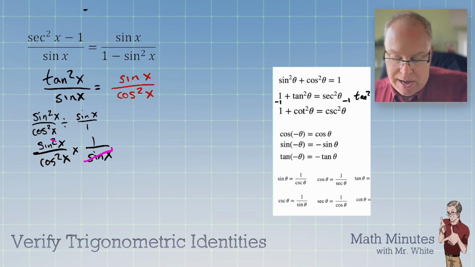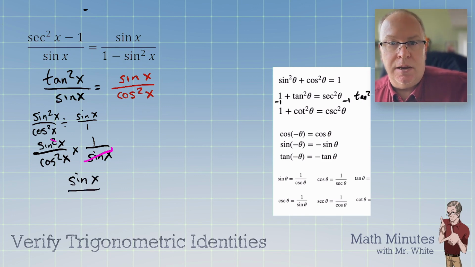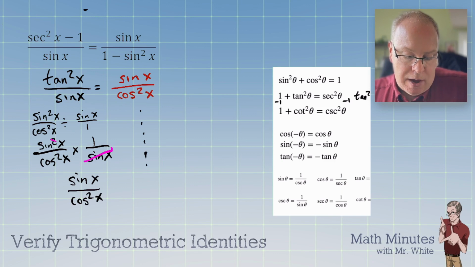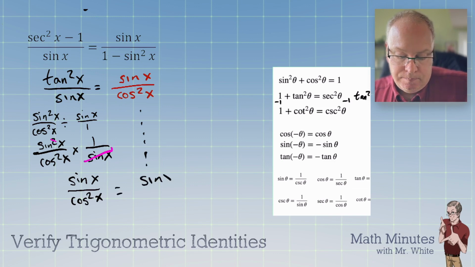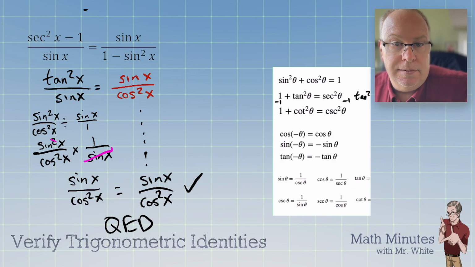What does that leave behind? That leaves 1 sine on the top, sine to the first power. 1 factor of sine is why I say 1 sine. So sine to the first, and then we have cosine squared on the bottom. Well, look at this. On the right side, that's what I had. So QED, we've proven what we set out to prove.